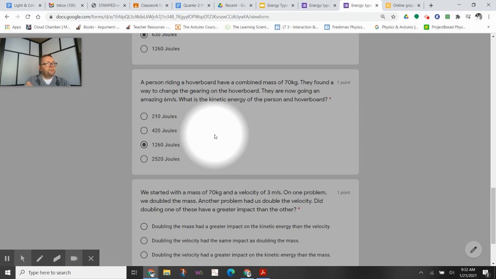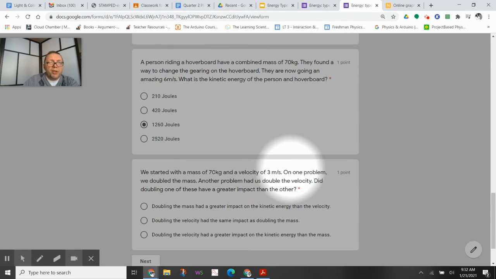You okay there? All right. And then as we move on, so now here we're saying, hey, we started with 70 kilograms and a velocity of 3. On one of these problems, we doubled the mass. On the other, we doubled the velocity. Which one had the greater impact, or were they both the same? So if we doubled the mass or doubled the velocity, which one of those had the greater impact on the amount of energy present?